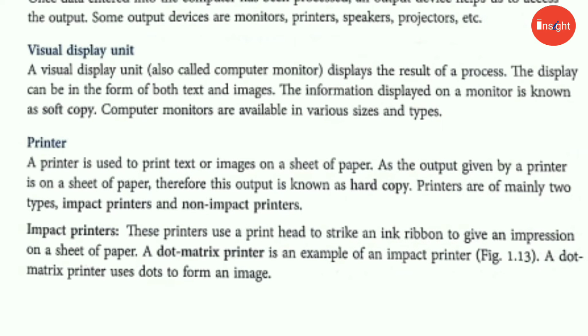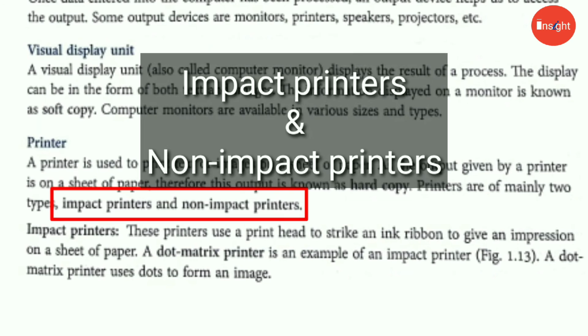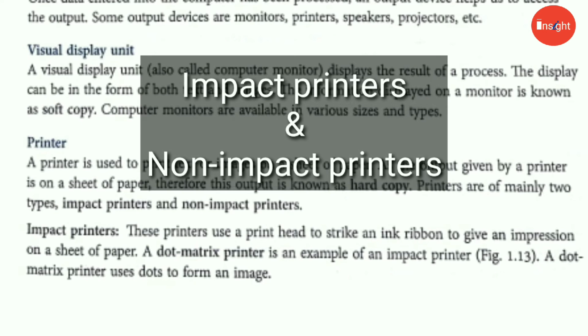Another type of output device is the printer. A printer is used to print text or images on a sheet of paper. That output is known as a hard copy. As the output given by a printer is on a sheet of paper, this output is known as a hard copy. Printers are of mainly two types: impact printers and non-impact printers.